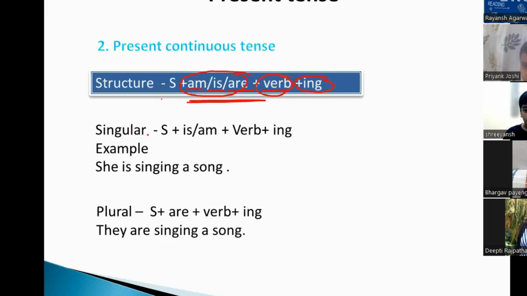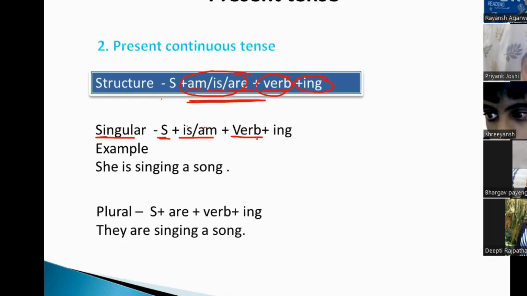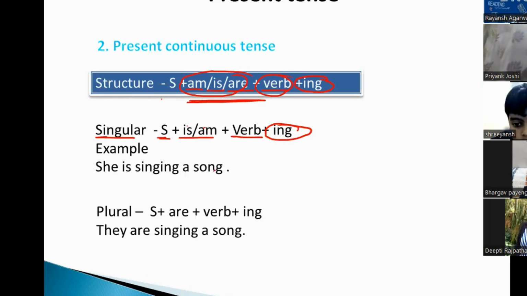If your subject is singular, then your structure is subject plus is or am. For a singular subject you'll definitely use is or am, not are. And then the verb in the basic form plus ing attached to the main verb. For example, she is singing a song. She is our subject, and as this subject is singular and third person, you use is as your helping verb. The main verb is sing, and you have to put ing as it is continuous tense.